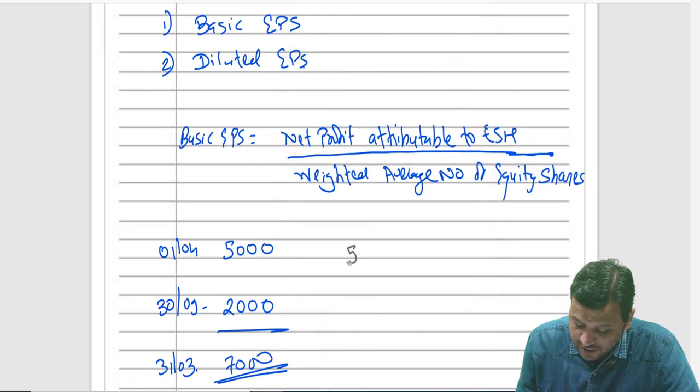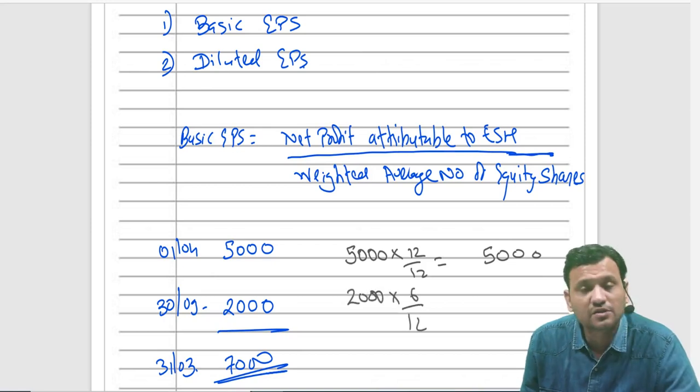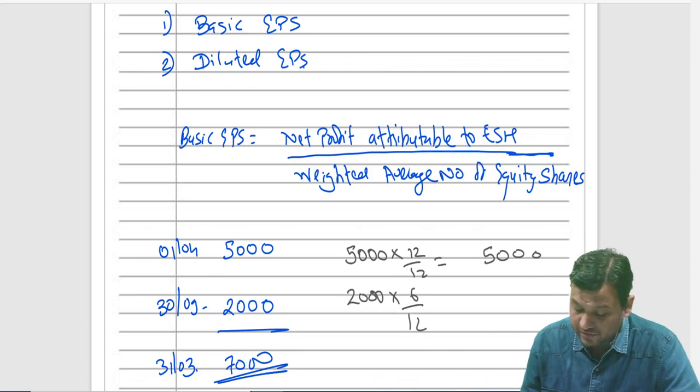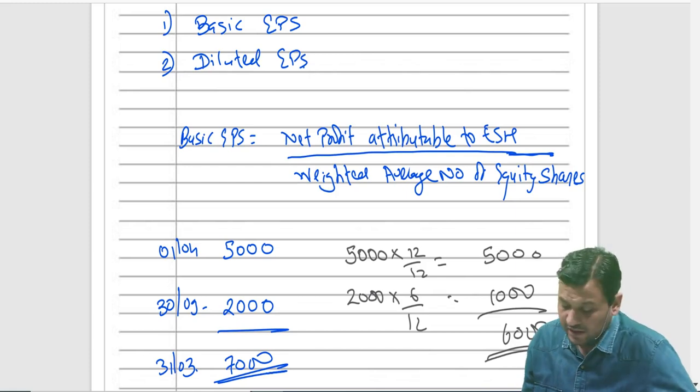For the weighted average number of shares, 5,000 shares are there for all 12 months, which is 5,000. And 2,000 shares are there for 6 months, October, November, December, January, February, March, which means 1,000. So the weighted average number of equity shares is 6,000. Yeah, this is the basic working.